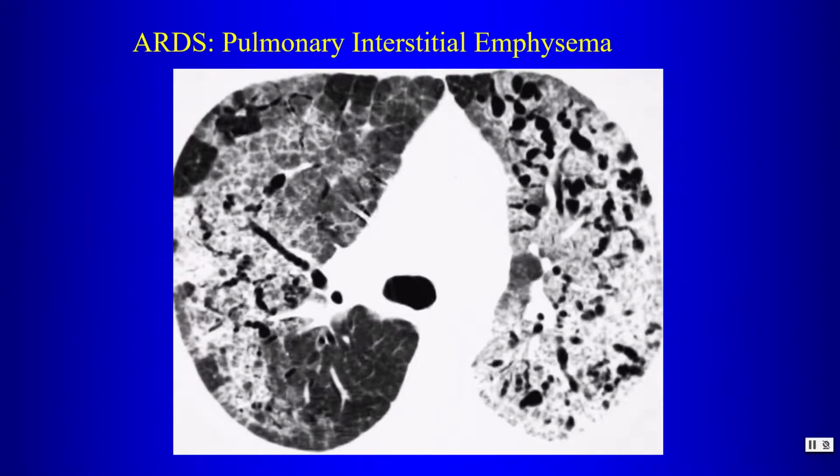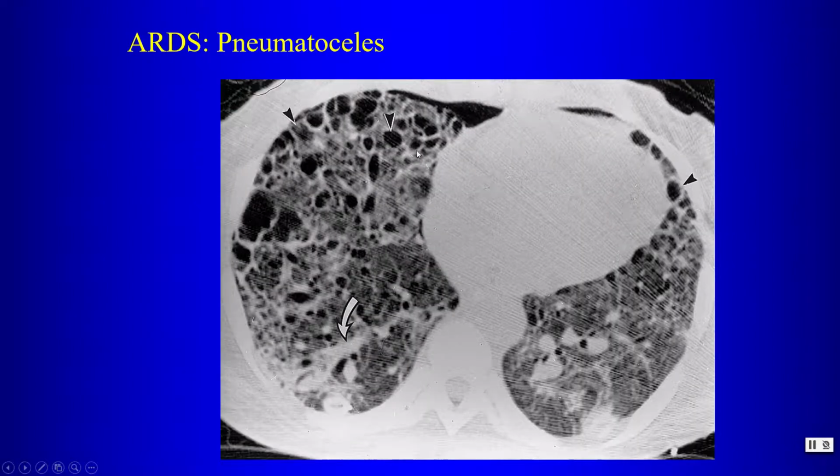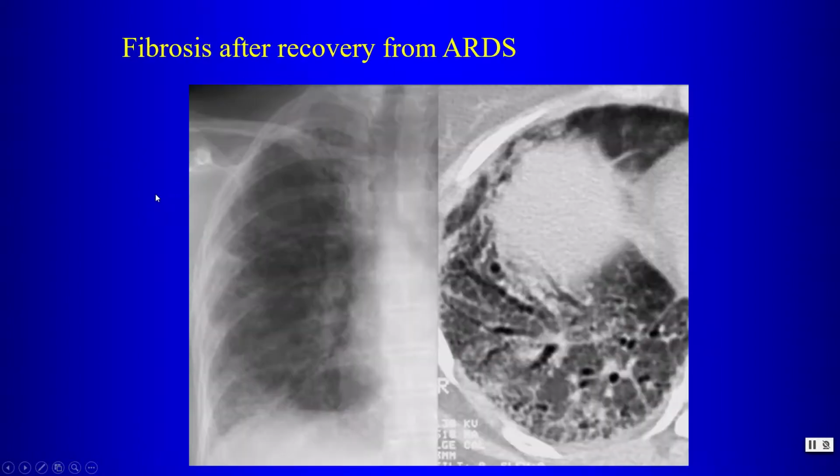Interstitial emphysema is unusual in adults, but you might see these irregular air collections here dissecting out along the interstitium as a result of barotrauma. And then pneumatoceles can also occur as a result of the barotrauma. The air tears into the interstitium, and you get these interstitial round collections of air called pneumatoceles.